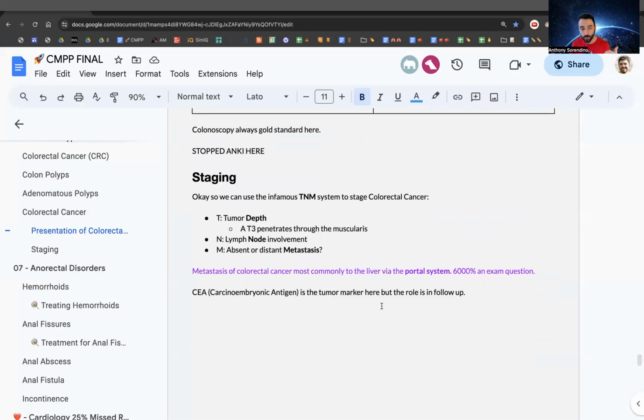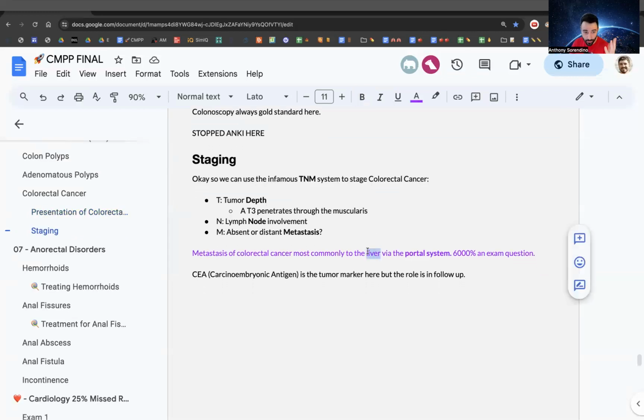Okay, staging of colorectal cancer. We use the TNM system. T is tumor, so the depth of it. A T3 is going to penetrate through the muscularis. N is lymph node involvement. And I think with this one, are they contralateral or ipsilateral? Don't quote me on that, but it's what lymph nodes are involved here? Are any at all? I'm not going to talk about that more if I don't know what it is. And then M is just going to be absent or distant metastasis. So are there mets somewhere?